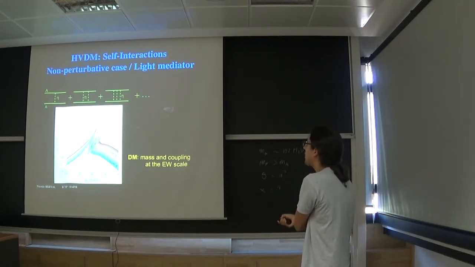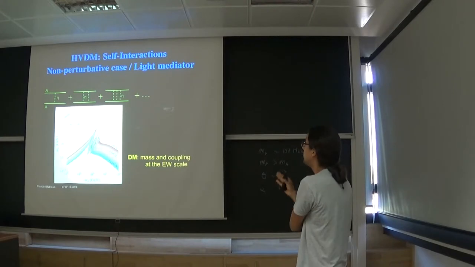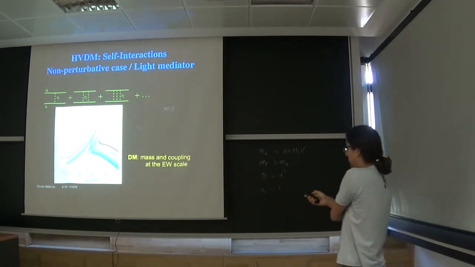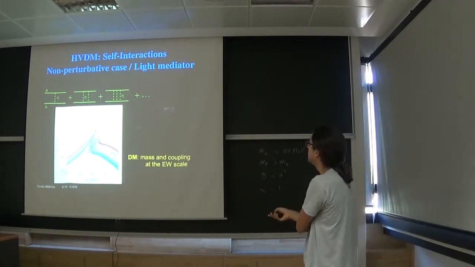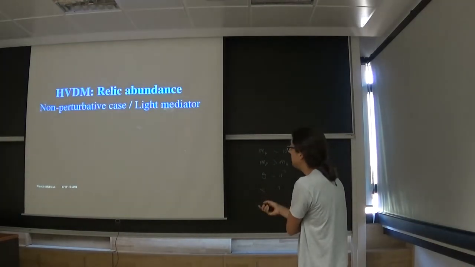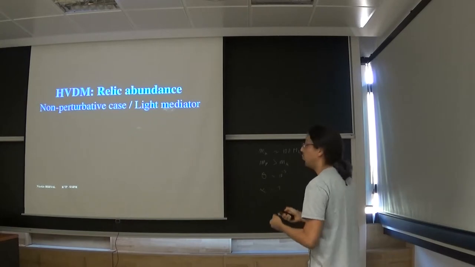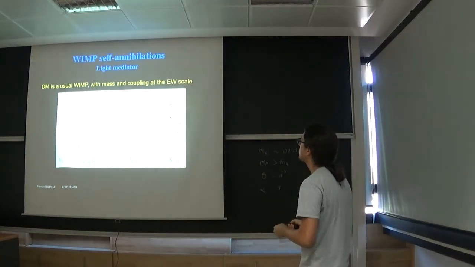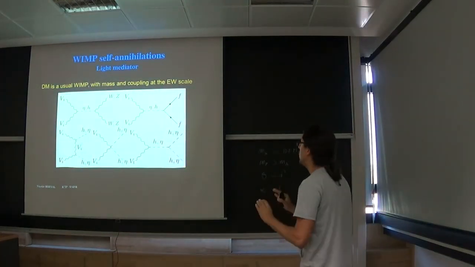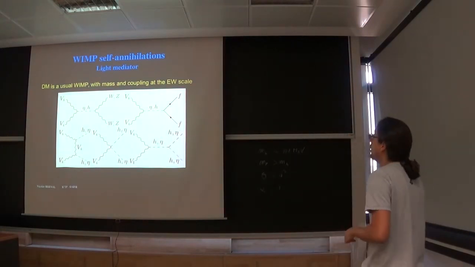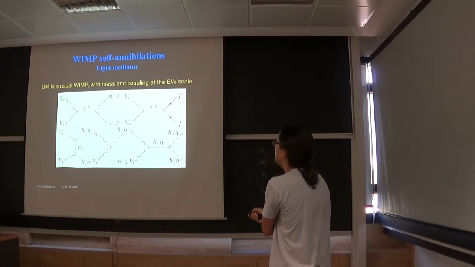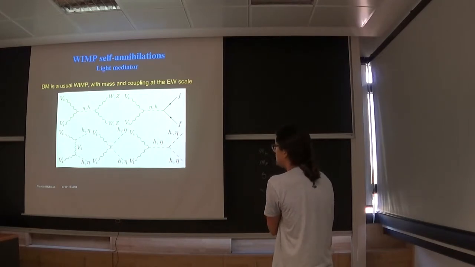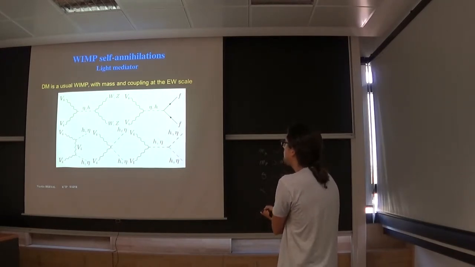So in this case, we need the dark matter mass and the couplings to be at the electroweak scale. So where the mediator is light, we'll have basically a dark matter which behaves exactly as a WIMP. But this is not the case I'm interested in for this talk. So we know exactly how to deal with this case for the production of the relic abundance. So dark matter in this case, as I said, is just a WIMP with mass and couplings at the electroweak scale. So the dark matter, now I'm calling it V, sorry, can annihilate into gauge bosons, into fermions via a Higgs exchange, so exactly the Higgs portal, but also into scalars, right?